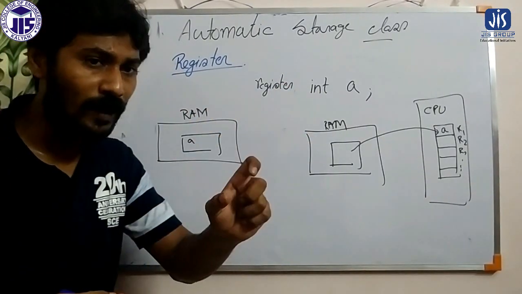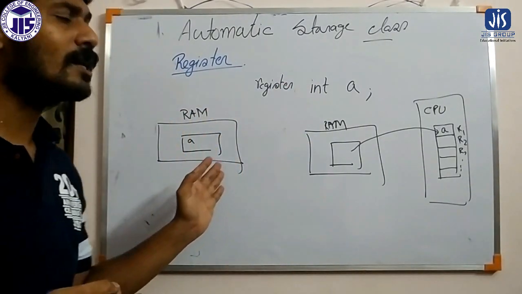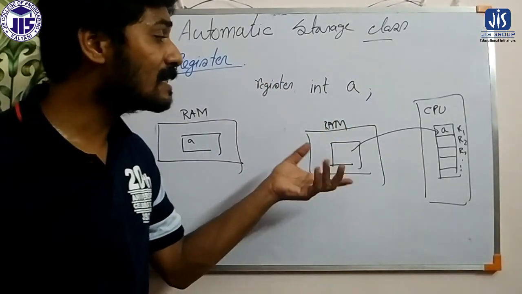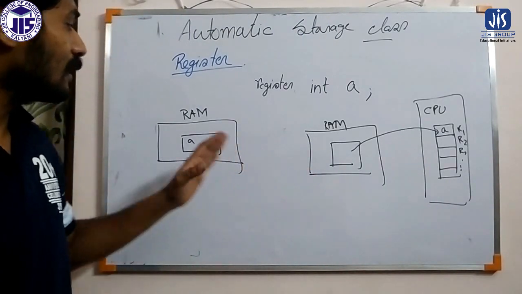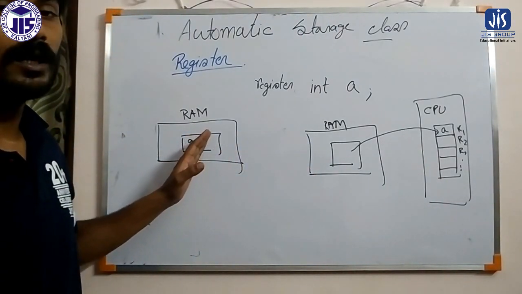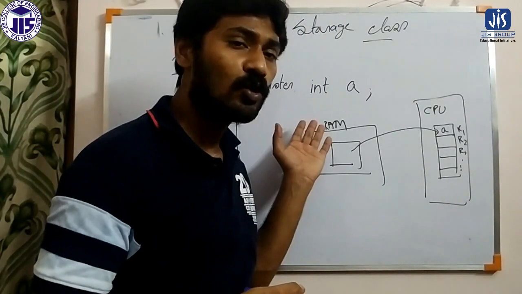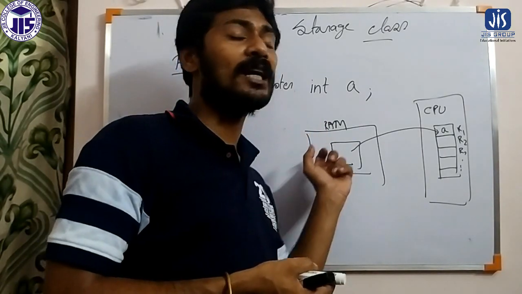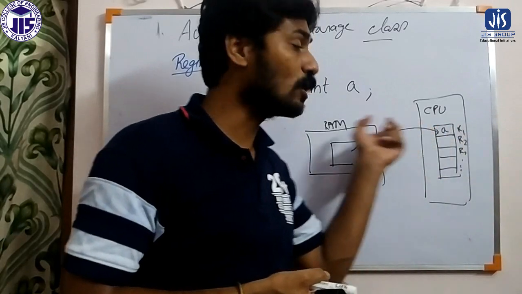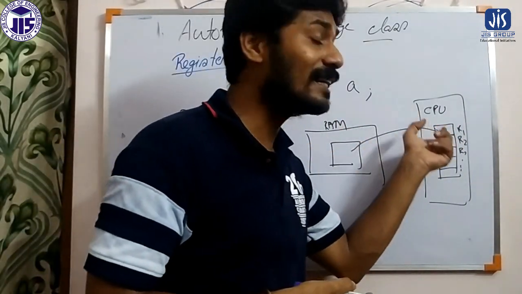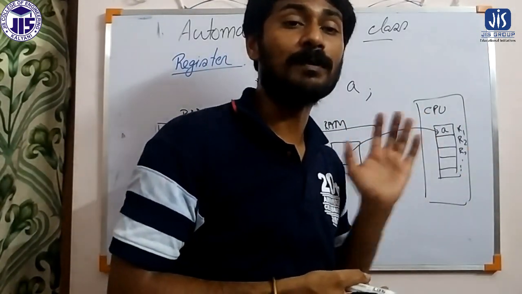So the only difference between the automatic storage class and the register storage class is the location where it is getting stored. If it is automatic, then that variable will be stored into the RAM, and if it is a register storage class, then that variable will get stored into the internal registers of the CPU, not into the RAM.